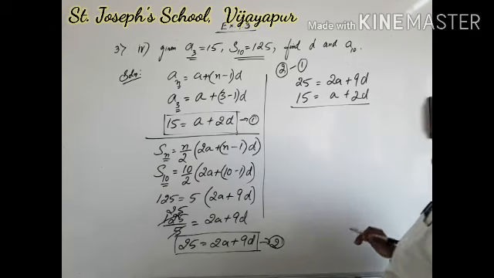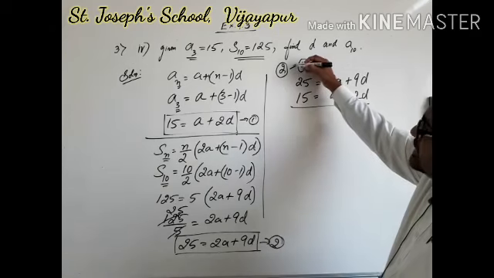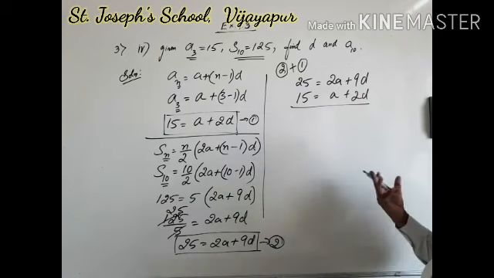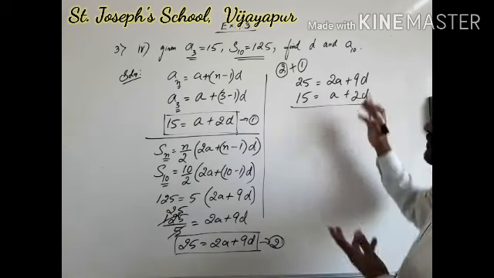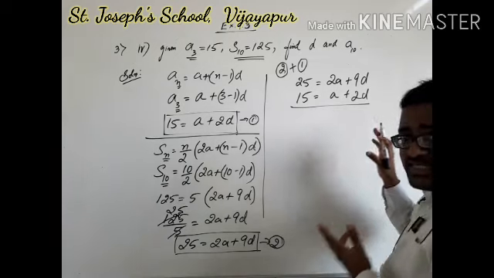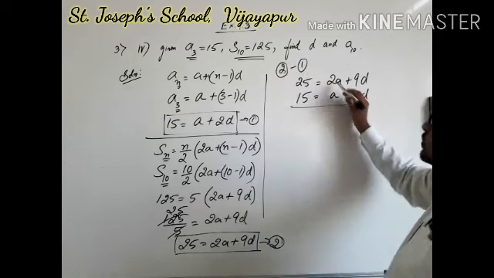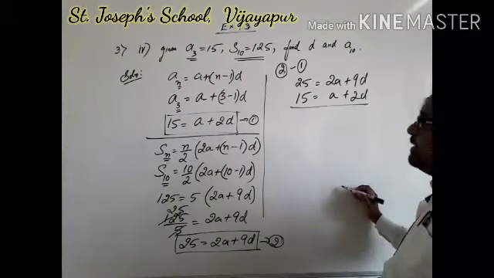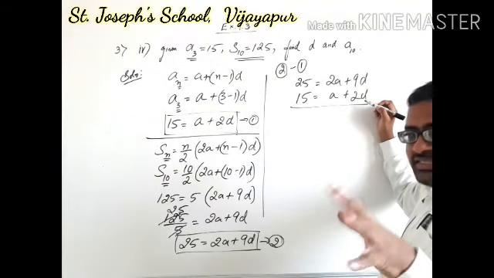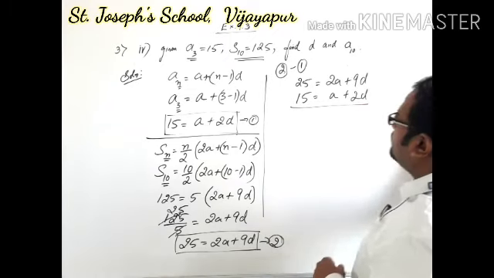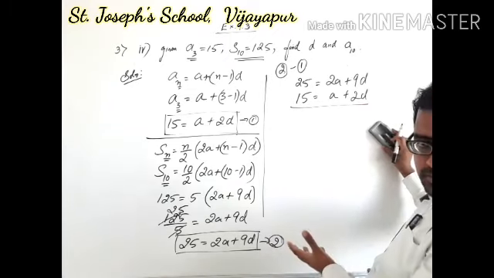Now, let us see if I add, what happens. If I add, this becomes 3a, this becomes 11d. None of them are disappearing. Both of the unknowns are still existing there. So what about if I subtract? If I subtract, then also 2a minus a remains there. 9d minus 2d, 7d. So in that case, again a and d both exist. So we directly cannot subtract or add.